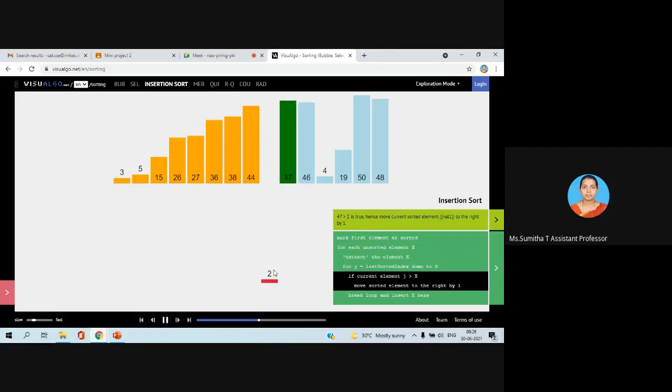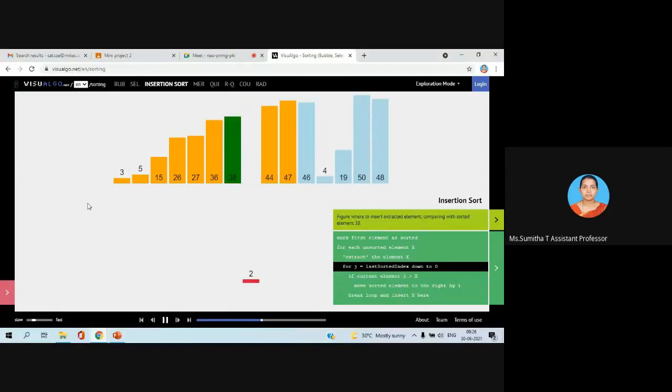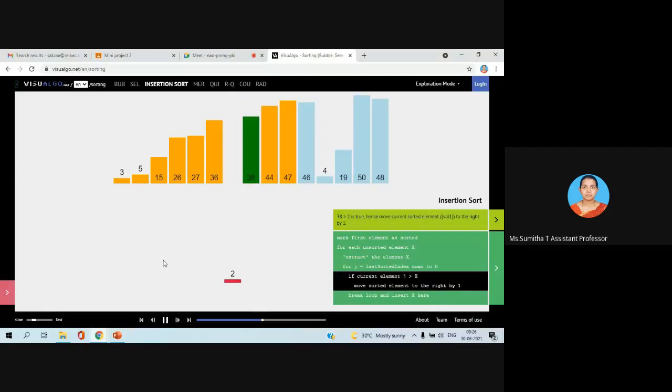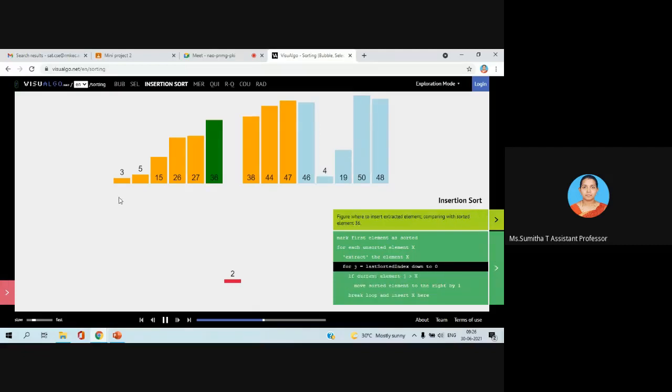Two. This is number 2. So we have to compare with all the elements which are sorted. The smallest one, right? So we have to compare with all the elements.